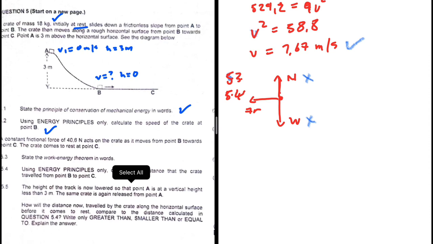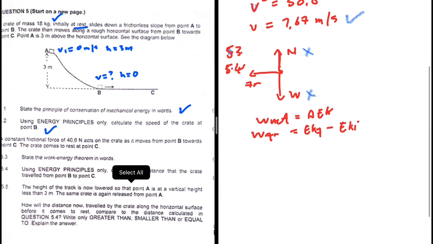So what are we going to have? We're going to have net work equal to the change in the object's kinetic energy. So net work is just going to be the work done by the frictional force, equal to the final kinetic energy minus the initial kinetic energy.